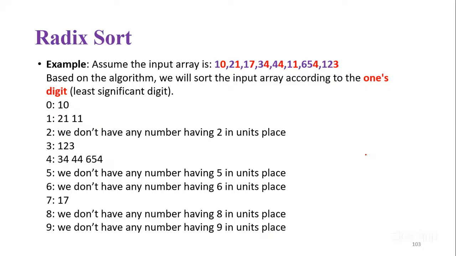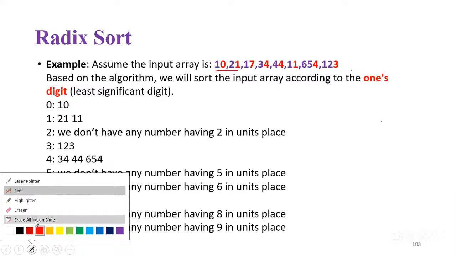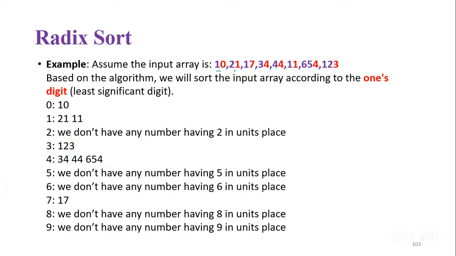So see the example. With the help of the example, radix sort will be clear to you. Let us say this is the input array: 10, 21, 17, 34, 44, 11, 654, 123. This is the given input array. Now, how to sort these using radix sort? Based on the algorithm, we will sort the input array according to the ones digit, the units place first, the least significant digit.